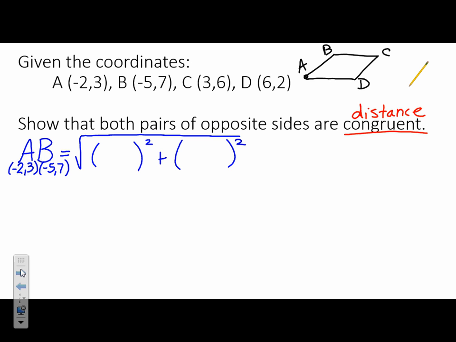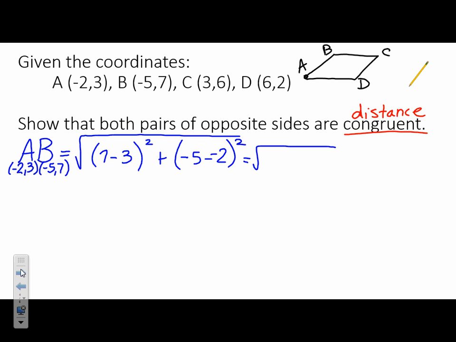Formula looks like this. Actually, I think I'll do the y's first. Y from the second point minus y from the first point. X from the second point minus x from the first point. It doesn't matter if you do x's or y's first. We're just going to add them in the end. Okay, now we need to calculate what's happening inside of here.